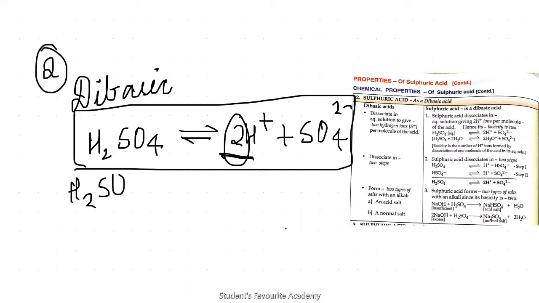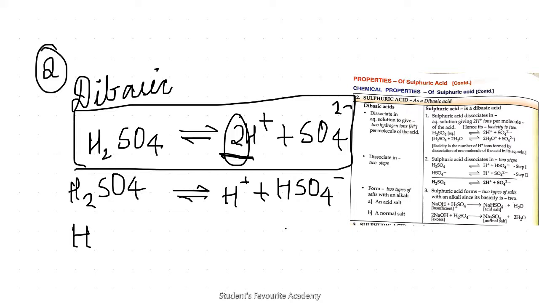This H2SO4 goes for dissociation. Of course this is a reversible reaction, and then what happens? H plus is formed, and along with that HSO4 minus, which means initially only one hydrogen is being liberated. Now if I talk about the second step, this HSO4 minus will be giving me what? It will be giving me again H plus and SO4 2 minus.